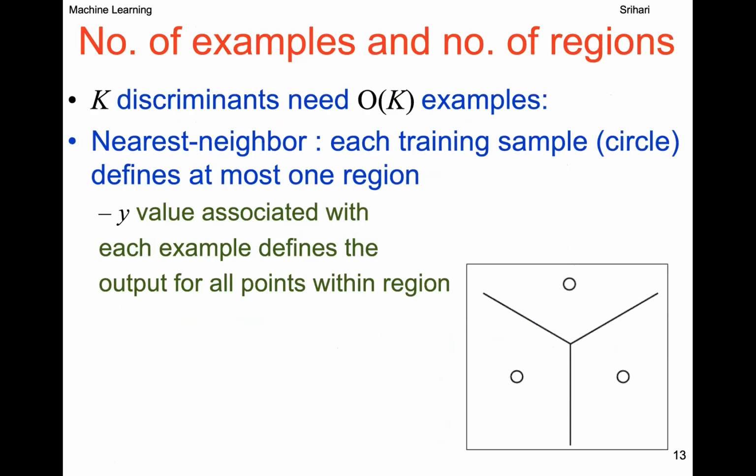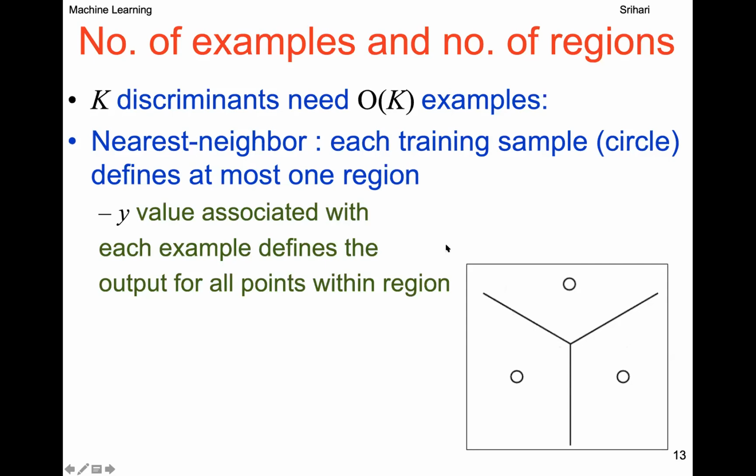So, okay, we are now going to transition briefly into number of examples and number of regions. So we just went about saying that we have regions in space defined by the samples. So if we need K discriminants, we need order K examples. So here we are saying that for these three samples, we need at least three samples here. These circles are the samples, and they're drawing the perpendicular bisectors between the lines joining them. And we can say these are the regions for each of these classes, right?